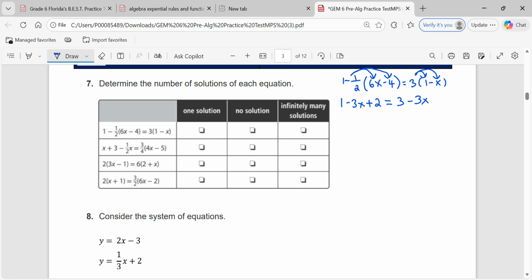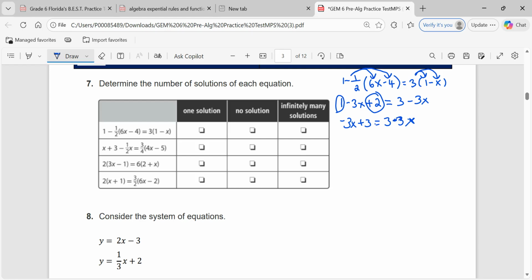I still have some more on the left to simplify. I have a positive 2 and a 1. Now I have a negative 3x, 1 and 2, plus 3, and that's going to equal 3 minus 3x. Now, some of you right now know what the answer is.